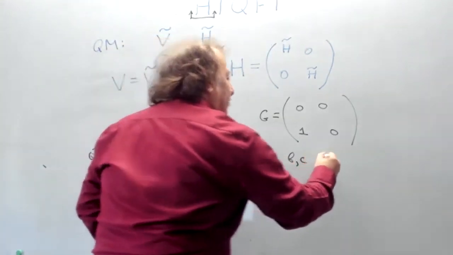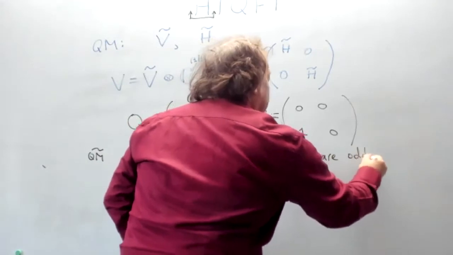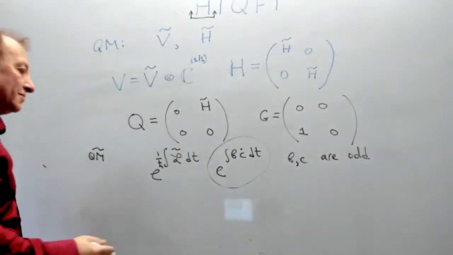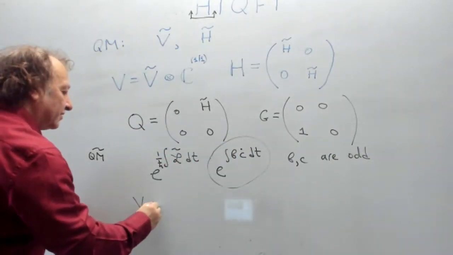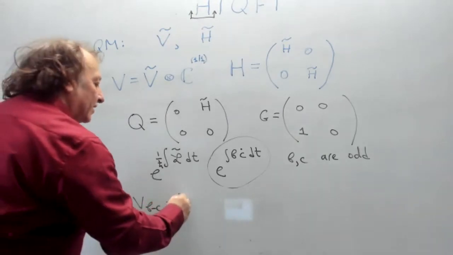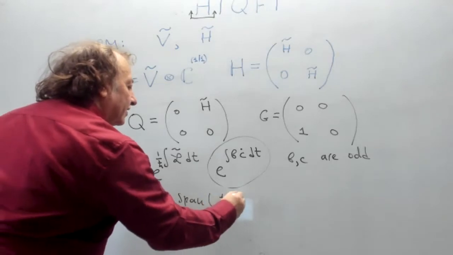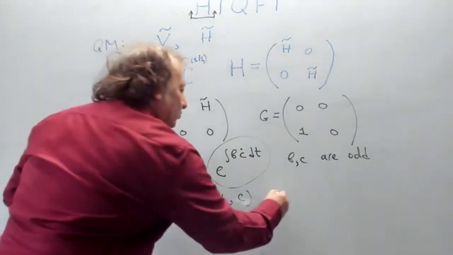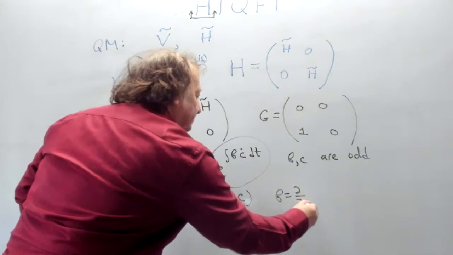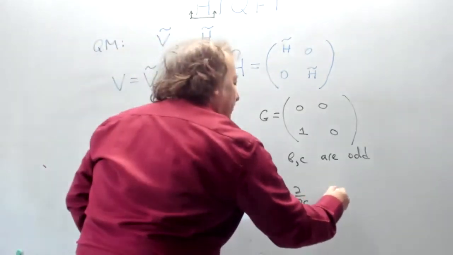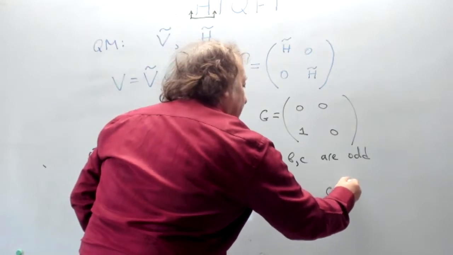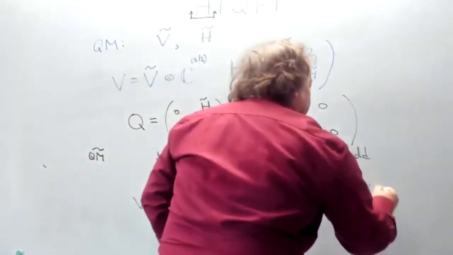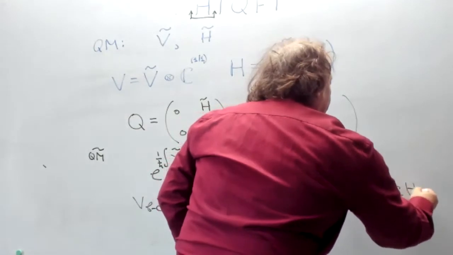So B, C are odd. So the quantization of the second system is the following. V_BC is two-dimensional. It is a span of 1 and C. So B is d over dC. So G is just B. And finally, Q is C H tilde.